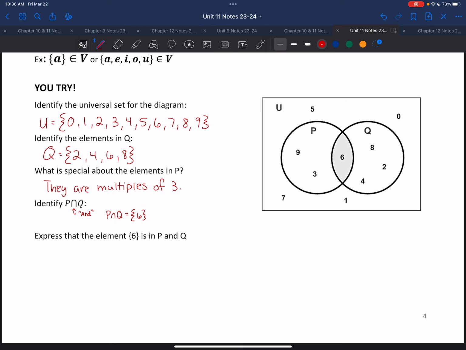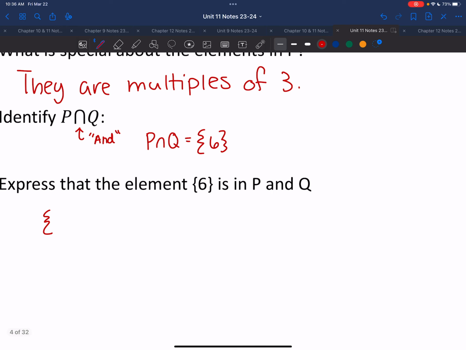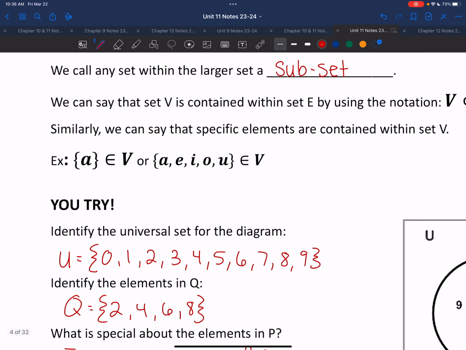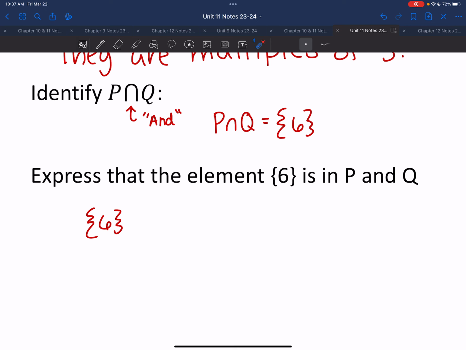Now it says express that the element 6 is in P and Q. So I'm going to write it as, basically they want us to write 6 is an element within P and Q. So I write 6, and then remember how we said earlier, I'm going to go back a second, it says example, A is an element within V. I'm just going to write this in terms of this problem. 6 is an element within P and Q.